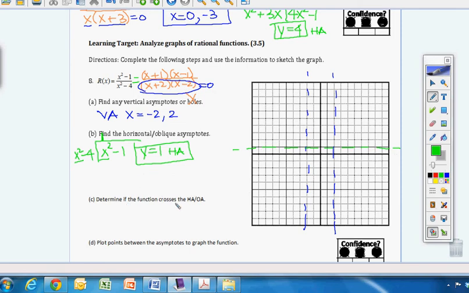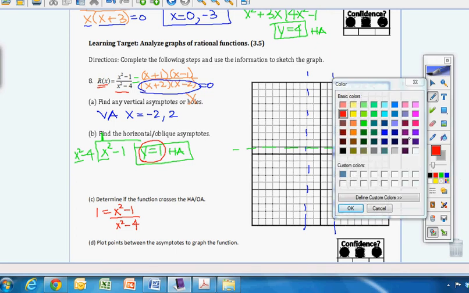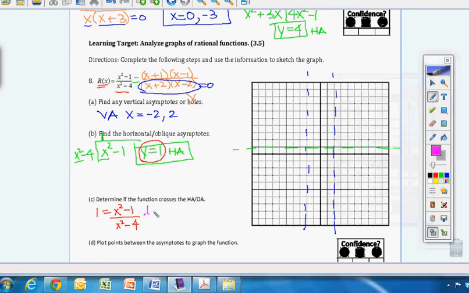All right, now we want to determine if there's any crossing at all. So here's where we want to take our horizontal or oblique, whatever it was, but we're going to take this asymptote and we're going to set it equal to this function. So this 1 is going to be replaced for r of x, which is also a y. So 1 equals (x² - 1) over (x² - 4). And in order to solve for the holes, we want to cross multiply or just multiply the denominator to cancel it out.